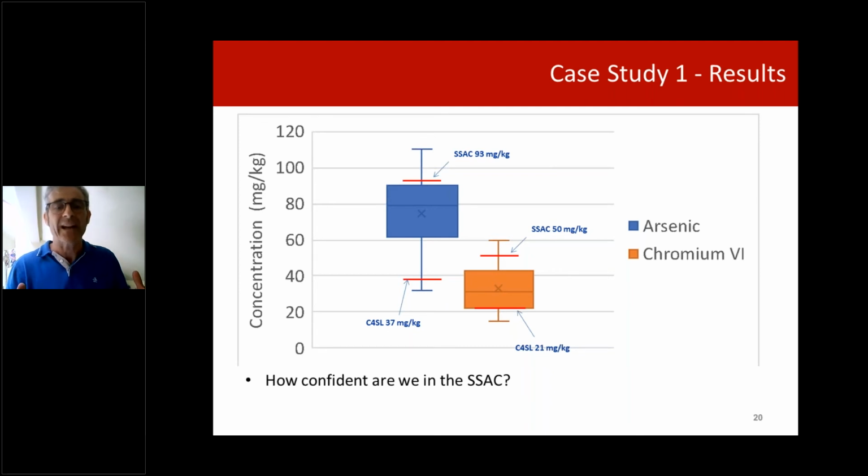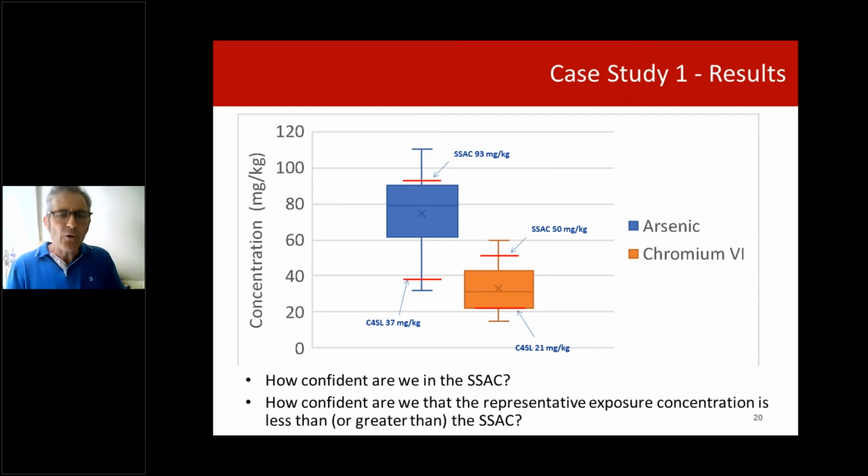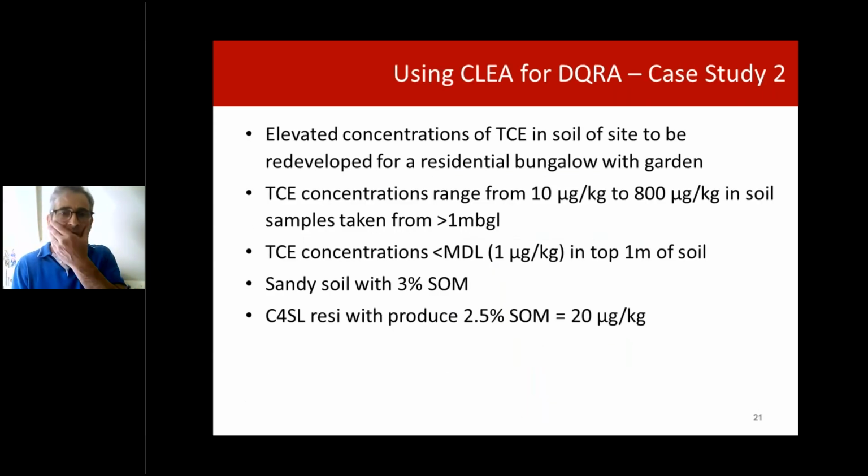How confident are we in the site-specific assessment criteria? How confident are we in that transport factor? Why did you reduce it from 0.5 to 0.2? How's that justified? Where's your evidence? This sort of thing. And also, how confident are we that the representative exposure concentration is less than the site-specific assessment criteria? This is where the statistics comes in. Have you taken enough samples? Have you taken them in the right place? All these kind of uncertainties we've got to consider.